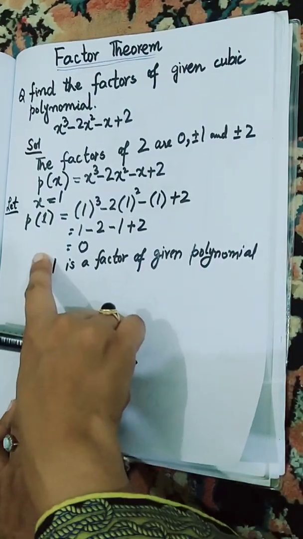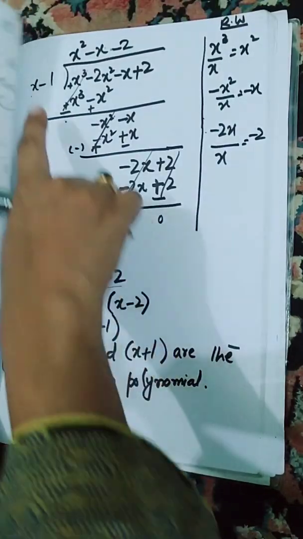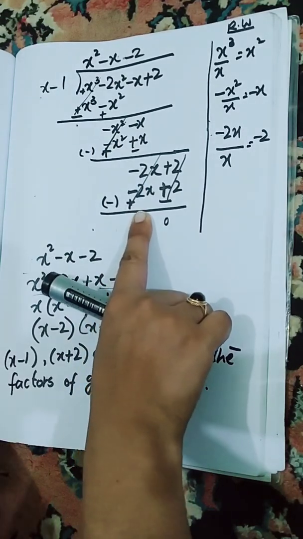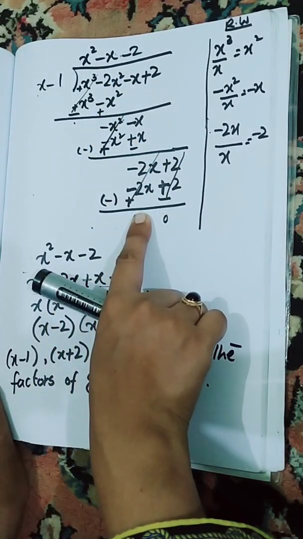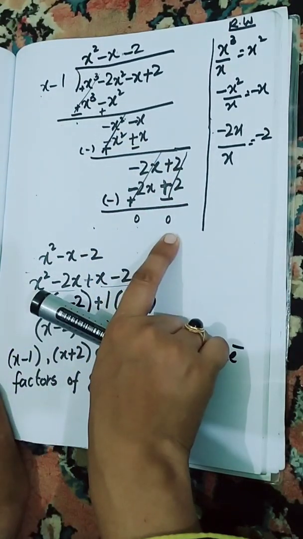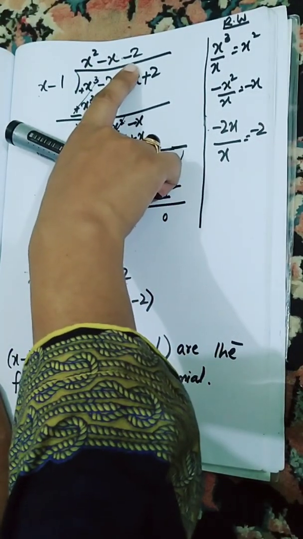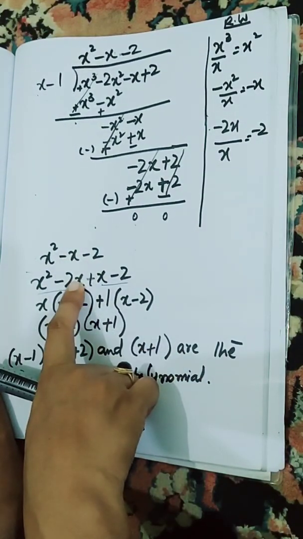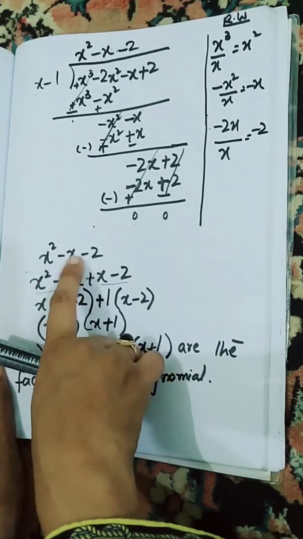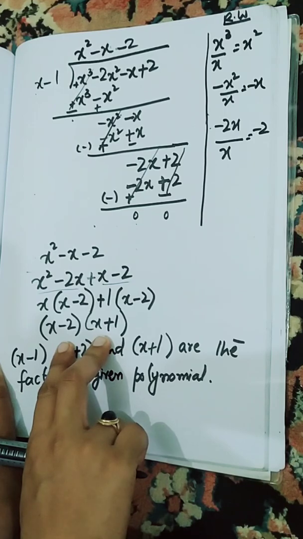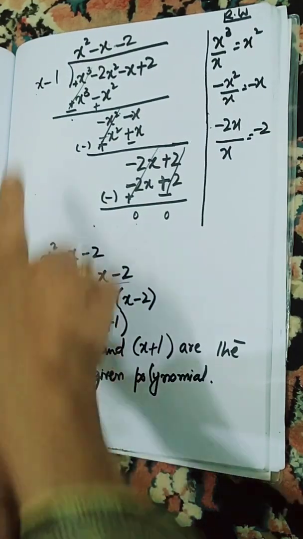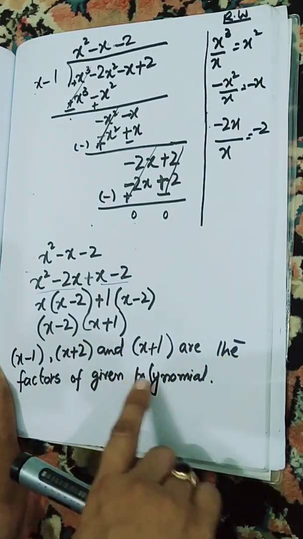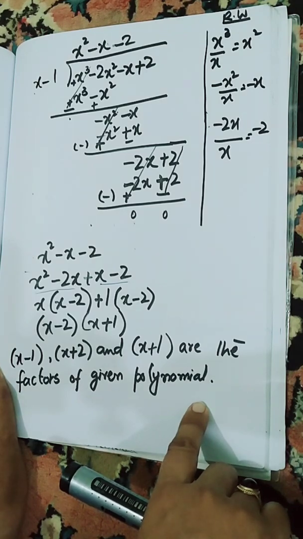Then I use this factor to divide the given expression. I divided the whole expression by the long division method, and I got remainder as 0. Whatever quotient I got, I wrote it here. Then you will split the middle term to get two more factors. I used the middle term break method and got two more factors. So I have written that x minus 1, x plus 2 and x plus 1 are the factors of the given polynomial. I hope this is clear to you.